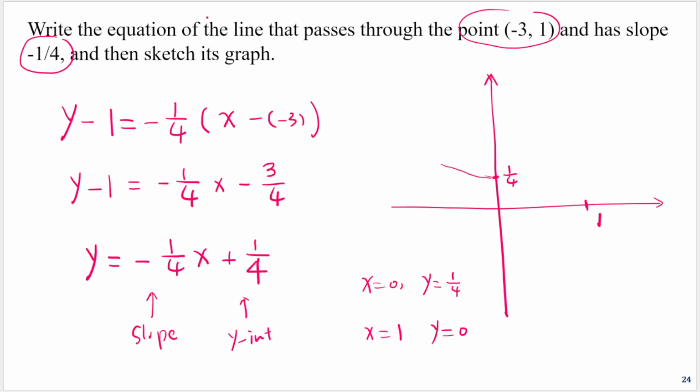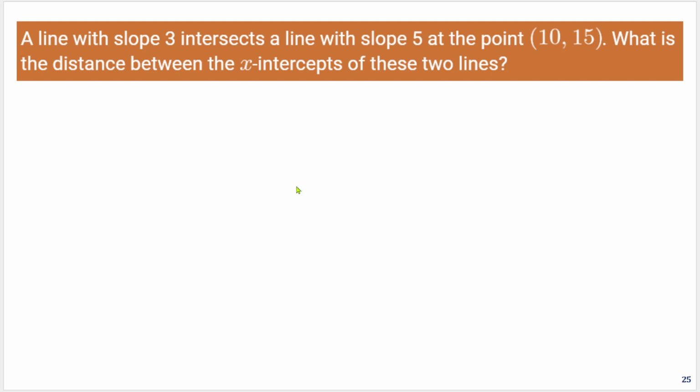So let's connect these 2 points, and that graph is the line y equals -1/4 x plus 1/4, right? This is a sketch of that line. Did you get it? Usually, you'll need to label the x and y intercept. Any questions? Okay, if no questions, let's consider another example.